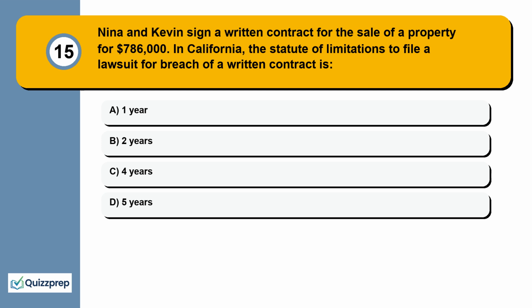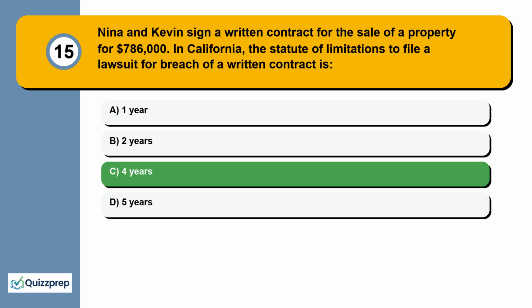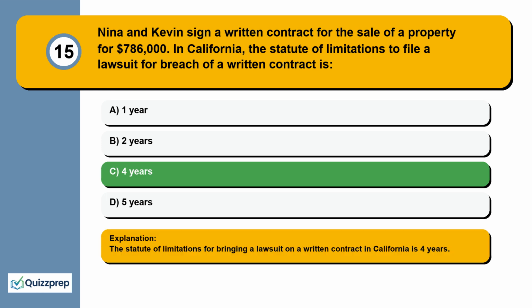Question 15. Nina and Kevin sign a written contract for the sale of a property for $786,000. In California, the statute of limitations to file a lawsuit for breach of a written contract is 1 year, 2 years, 4 years, 5 years. The statute of limitations for bringing a lawsuit on a written contract in California is 4 years.